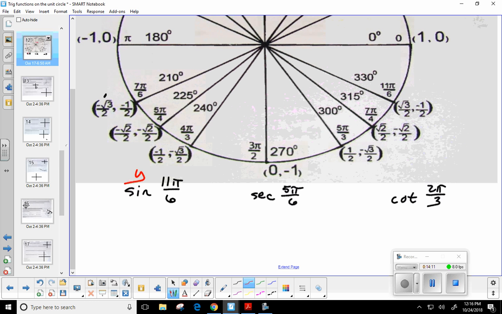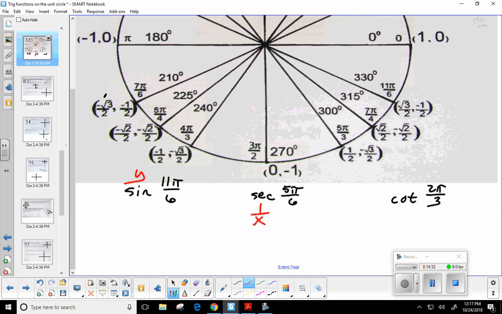What does secant want? What's his ratio? It's 1 over x. Now in your notes, remember the ratio is going to say r over x, but since we're on the unit circle, the radius is 1. So I'm going to put whatever x value I find at that location below 1 and then just simplify.